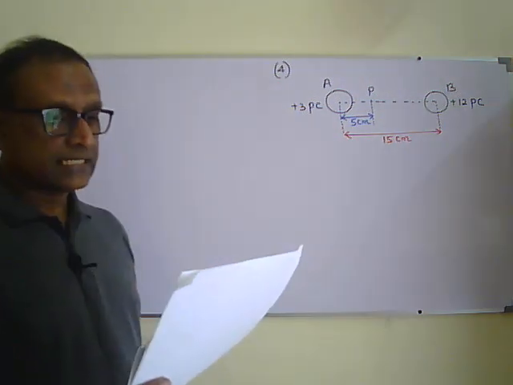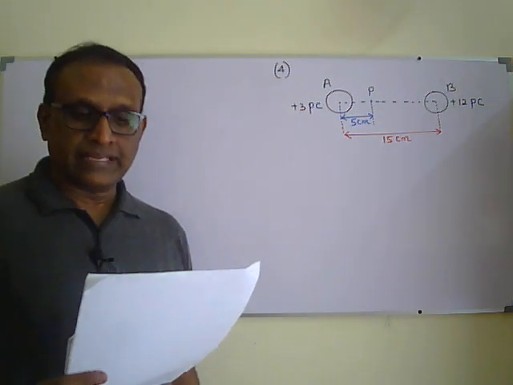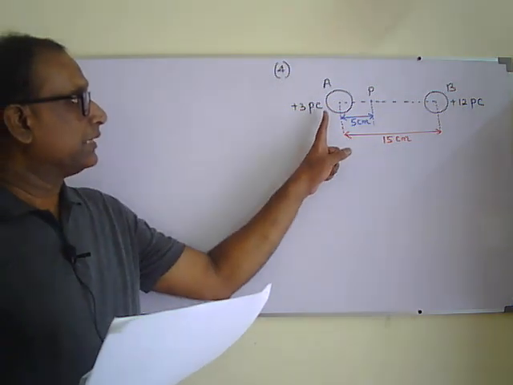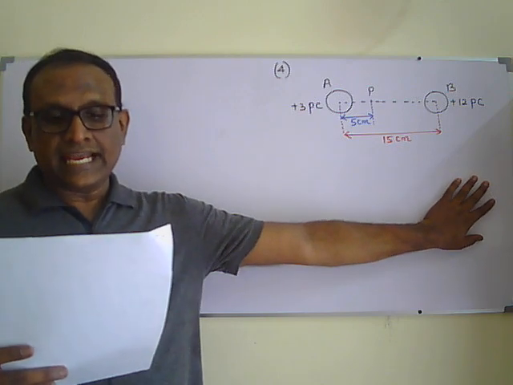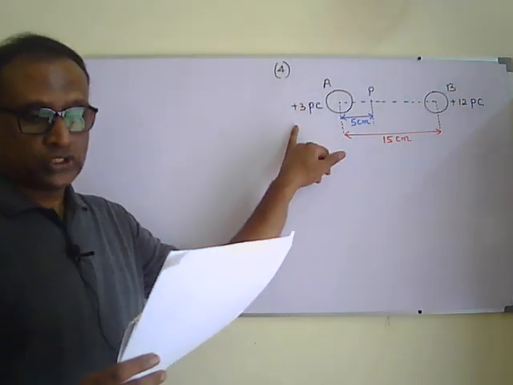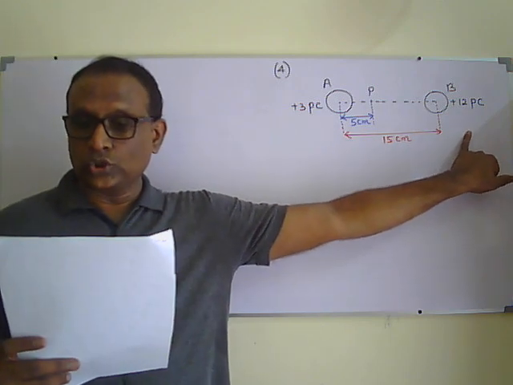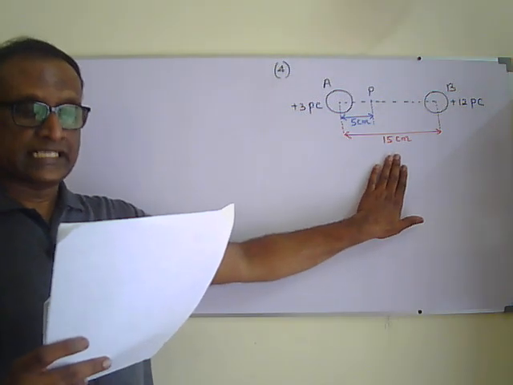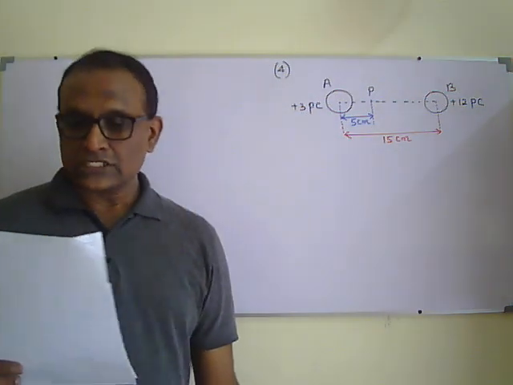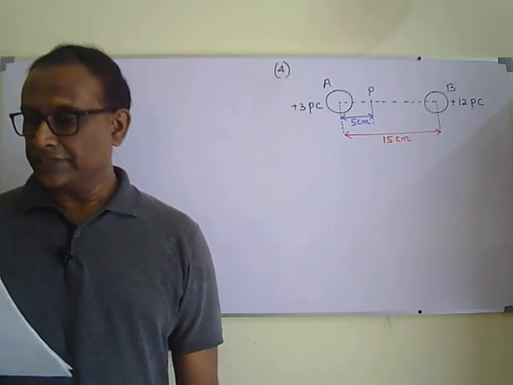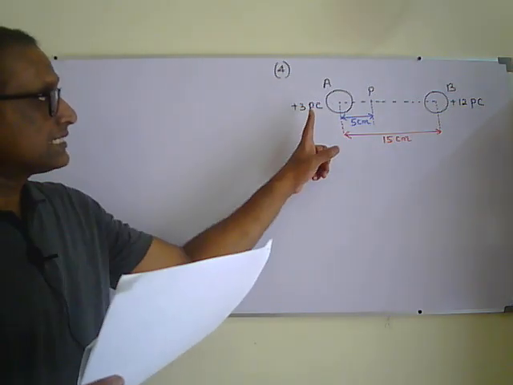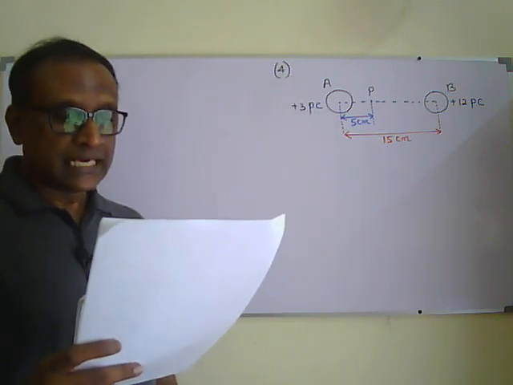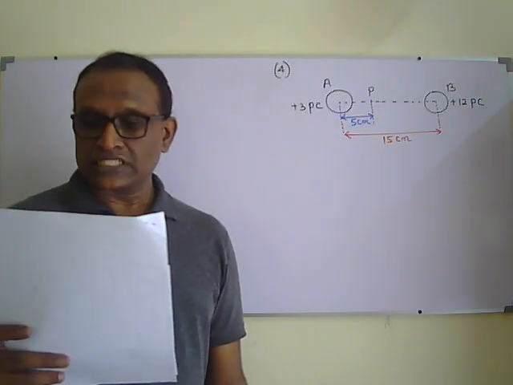Okay, question number 4. Two solid metal spheres A and B have equal radii and are in vacuum. Their centers are 15 centimeter apart. The diagram is given. Sphere A has a charge of plus 3 picocoulomb and sphere B has plus 12 picocoulomb. The arrangement is illustrated in figure 5.1. Point P lies on the line joining the centers of the spheres and is a distance of 5 centimeter from the center of sphere A. Suggest why the electric field strength in both spheres is zero.